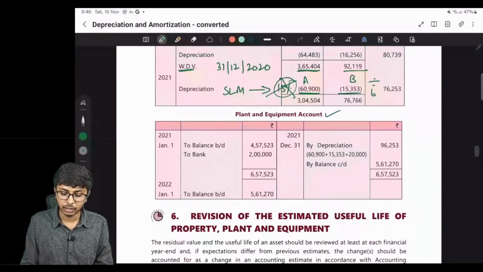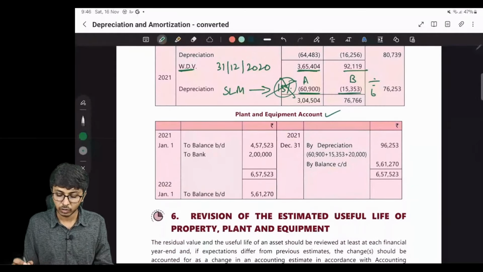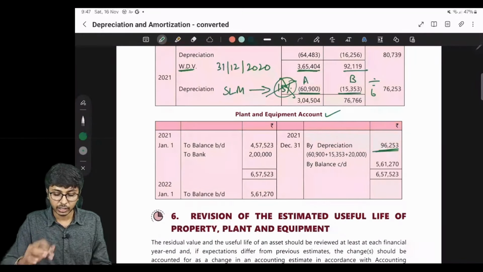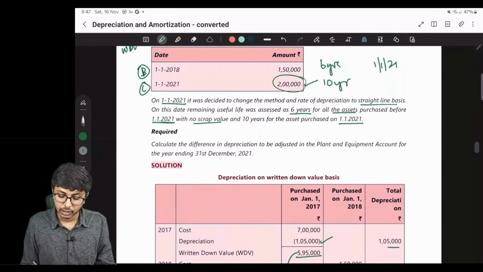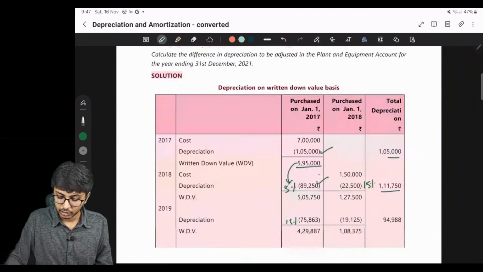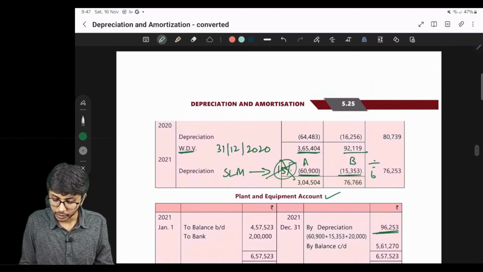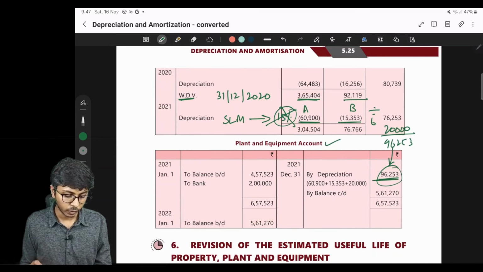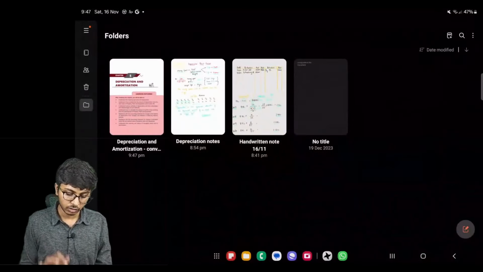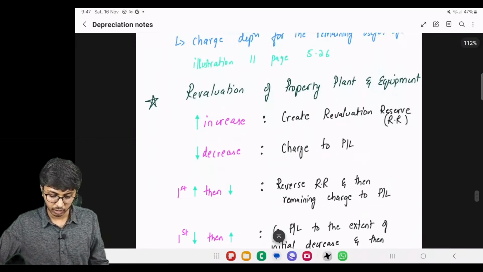So this is how you will present the plant and equipment account, and this will be the total depreciation for that period. Now there was one more asset that they bought on 1st January 21. They are telling it will last for 10 years. So what will be the depreciation? This will be 20,000, correct? We told here that 20,000 plus 76,000. If you add both, 96,253, that is the depreciation they provided here. Very easy, simple. Over. This topic also is done, sir. Go to the next topic, sir. We'll quickly revise, sir. We are not wasting any time.